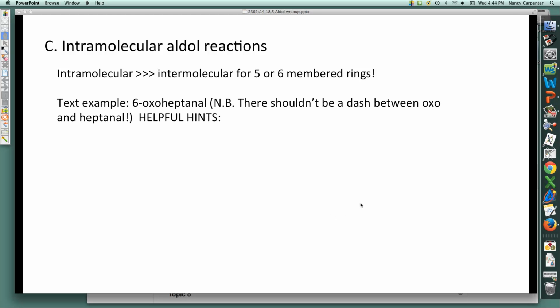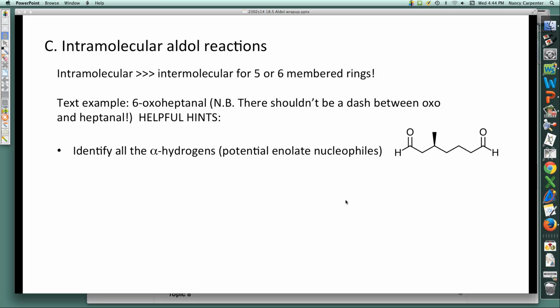So in the textbook it goes through the example of 6-oxoheptanal, and I just want to point out that that's a typo, that there shouldn't be a dash right there as the book suggests. But moving along, some helpful hints on how to deal with these intramolecular aldol reactions. First, you want to look at all the possible alpha hydrogens. If you identify the alpha hydrogens, you know what the potential enolate nucleophiles are.